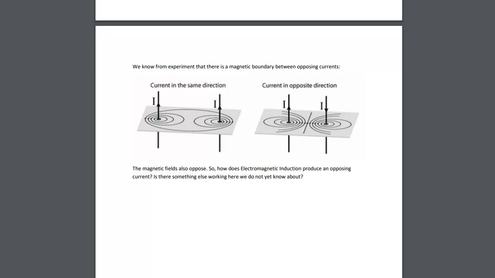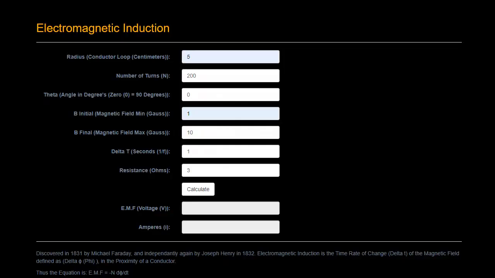I just want to go through and show very quickly an electromagnetic induction equation. This is a very simple calculator that I've built. Radius, so say for example we have a circular coil. Radius of that circular coil is roughly 5 centimeters. Number of turns in the coil is 200. Theta, this is the angle, or at least the difference of magnetic flux that's cutting the coil.